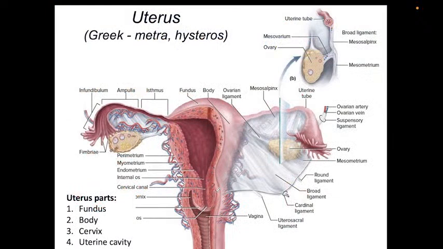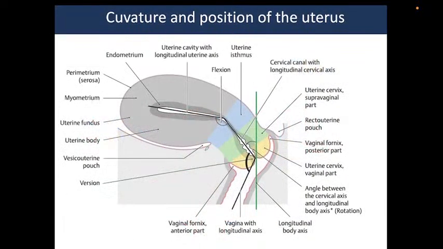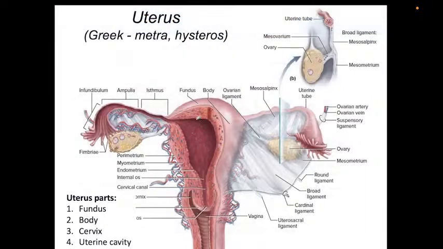So the next picture shows the uterus, an unpaired organ in the female pelvic cavity between the rectum and the urinary bladder, and as you see, there are four parts of the uterus. The first one is the fundus, and here, sorry, this is the fundus.